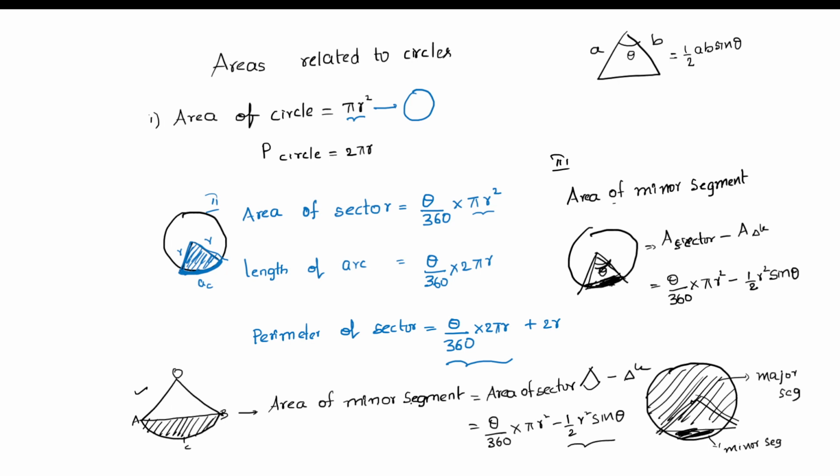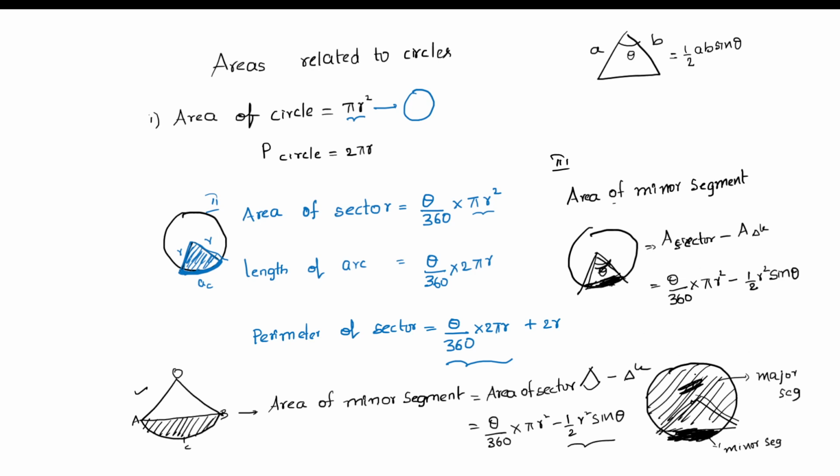Now how will you find area of major segment? Now you got minor segment area. If you want to find major segment area, what will you do? You have to use your common sense. You can get the major segment area by subtracting the minor segment area from whole circle area.